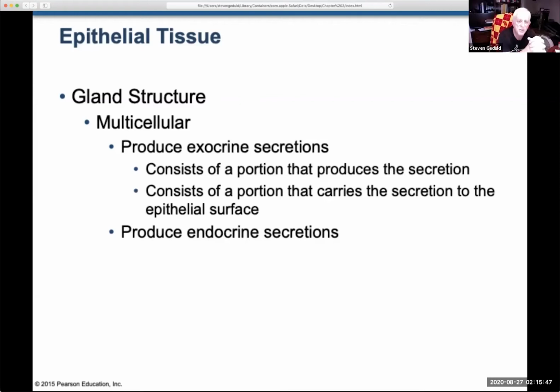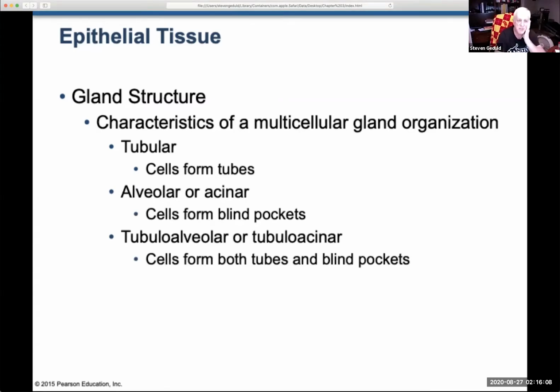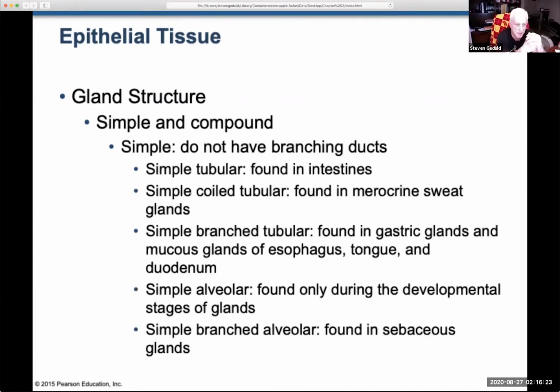Multicellular glands produce exocrine secretions. They consist of a portion that produces the secretion and a portion that carries the secretion to the epithelial surface. Okay, so the exocrine secretions have two sections. The other ones produce endocrine secretions. Okay, multicellular glands can be tubular, alveolar, or tubulo-alveolar. In the tubular, the cells form tubes. In the alveolar, the cells form blind pockets. In the tubulo-alveolar, they form both. They form tubes and they form blind pockets. I'll give you some examples in just a second.